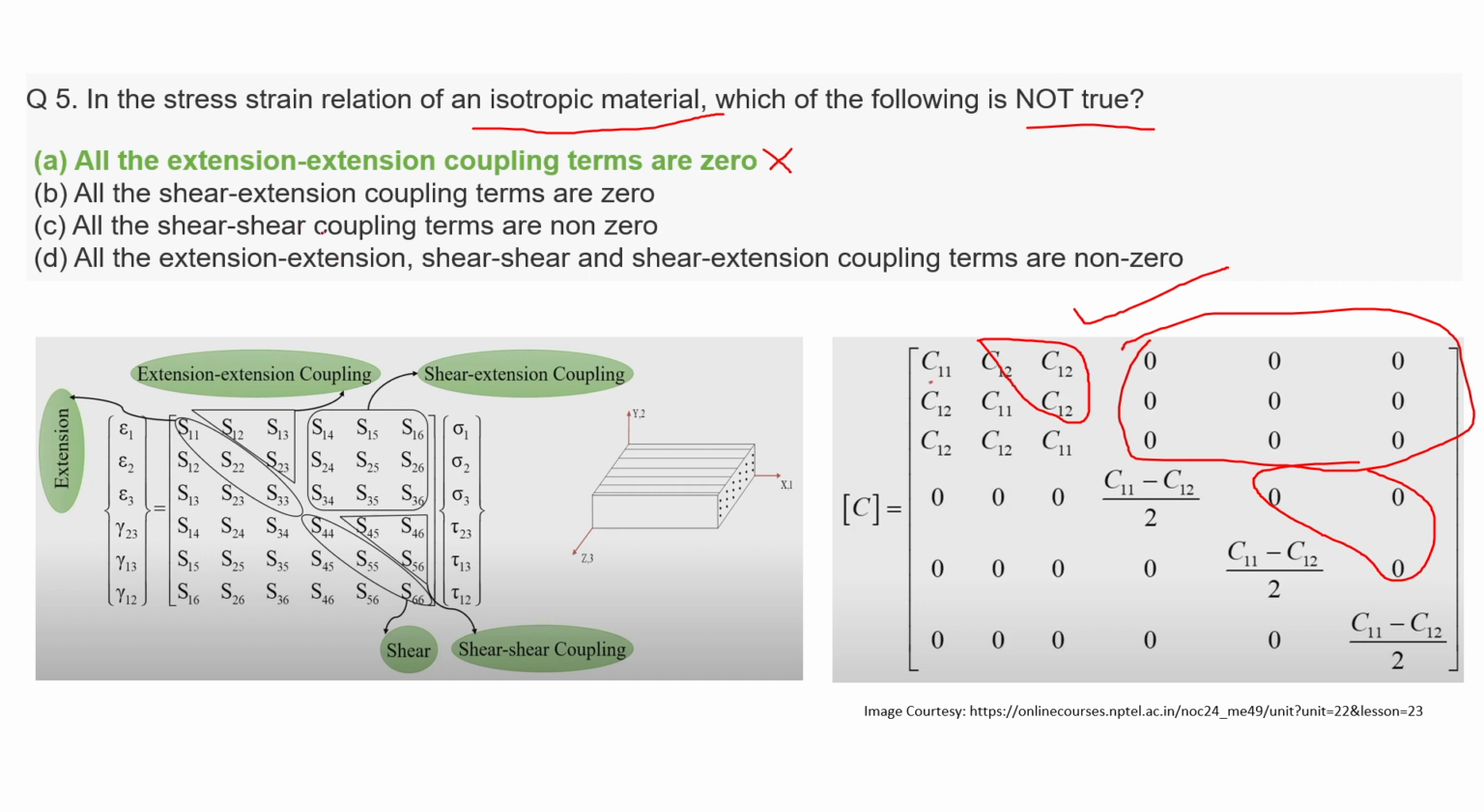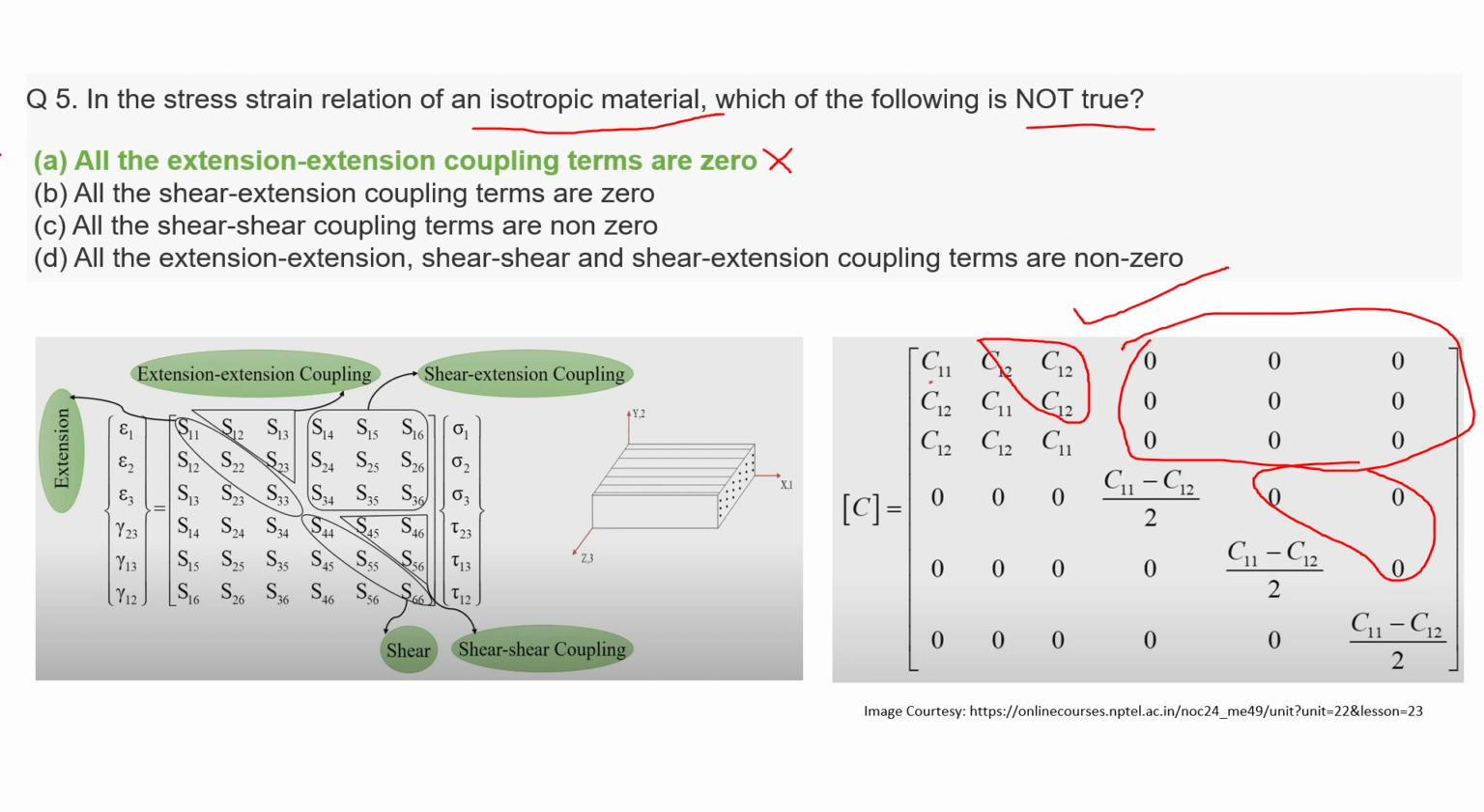Sorry. All the shear coupling terms are non-zero. Which is non-zero. But these are 0. So this is a shear coupling, and non-zero. So this is a correct statement. So this will also not be an answer. And all the extension, shear, and shear extension coupling terms are non-zero. So this is also not correct. And this is also not the answer.